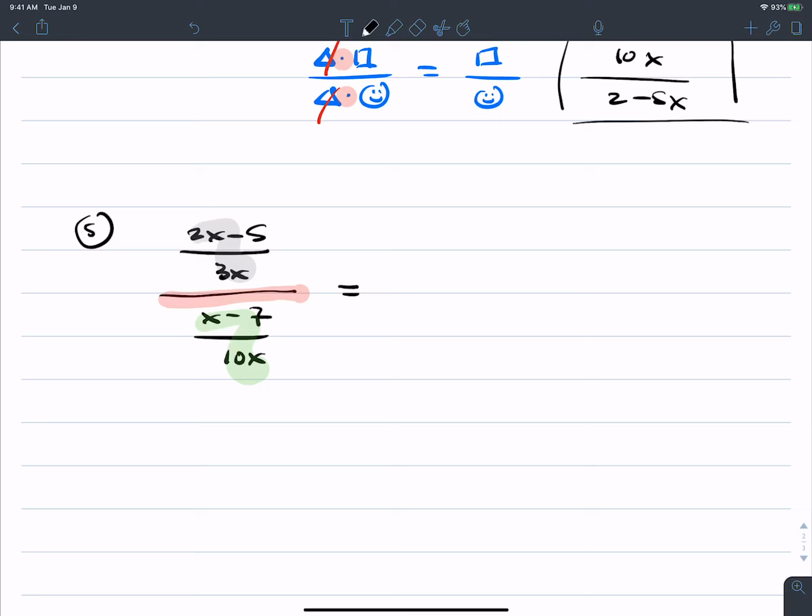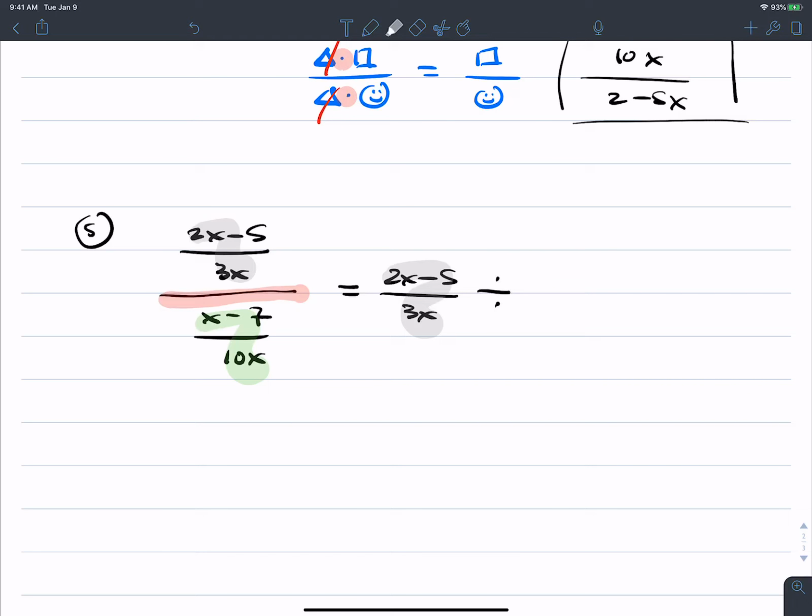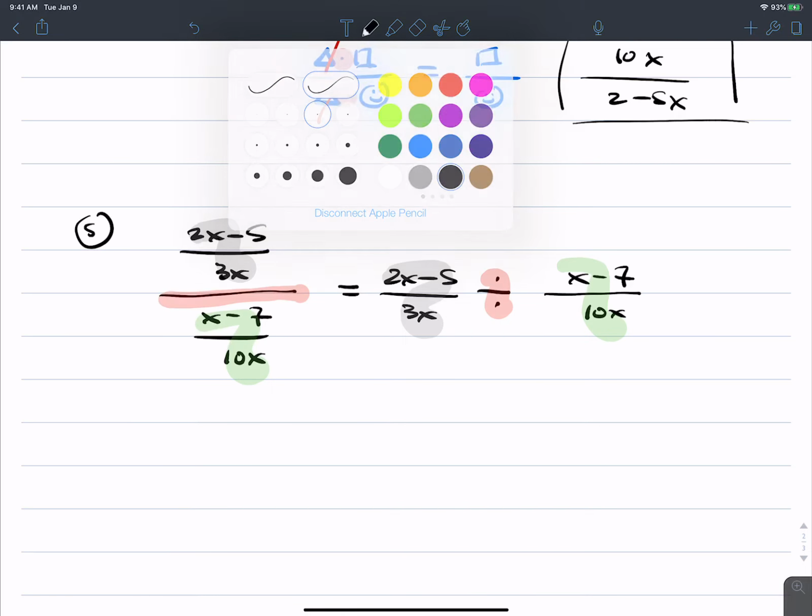Rewrite it as a division question horizontally, meaning use your horizontal definition of division. Here, the first fraction is the top fraction. Your division sign is now the division sign you're familiar with. We're going to divide by x minus 7 over 10x, and that's your second fraction. That's the fraction that's on the bottom here. So we just simply rewrote our question horizontally, left to right.